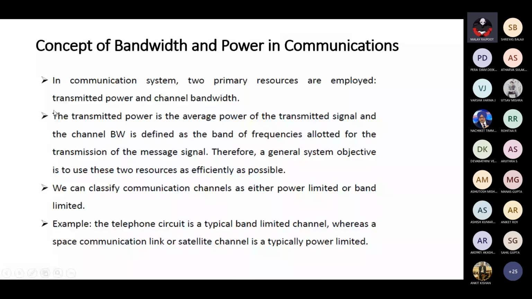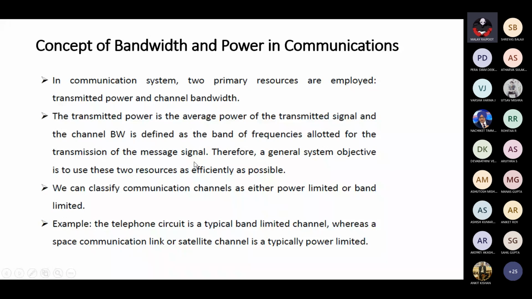So these are the basic two requirements which are used in the communication. Either the bandwidth can reduce or the power can reduce. Some communications rely on the power, and some communications rely on the channel bandwidth. The transmitted power is the average power of the transmitted signal, and the channel bandwidth is defined as a band of frequencies allotted for the transmission of the message.